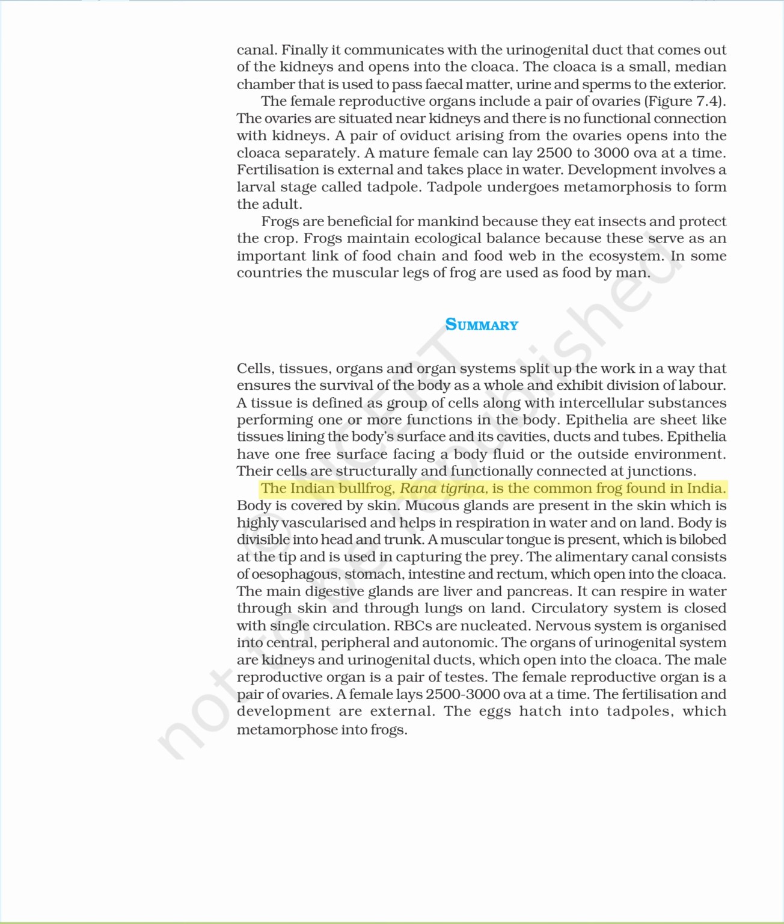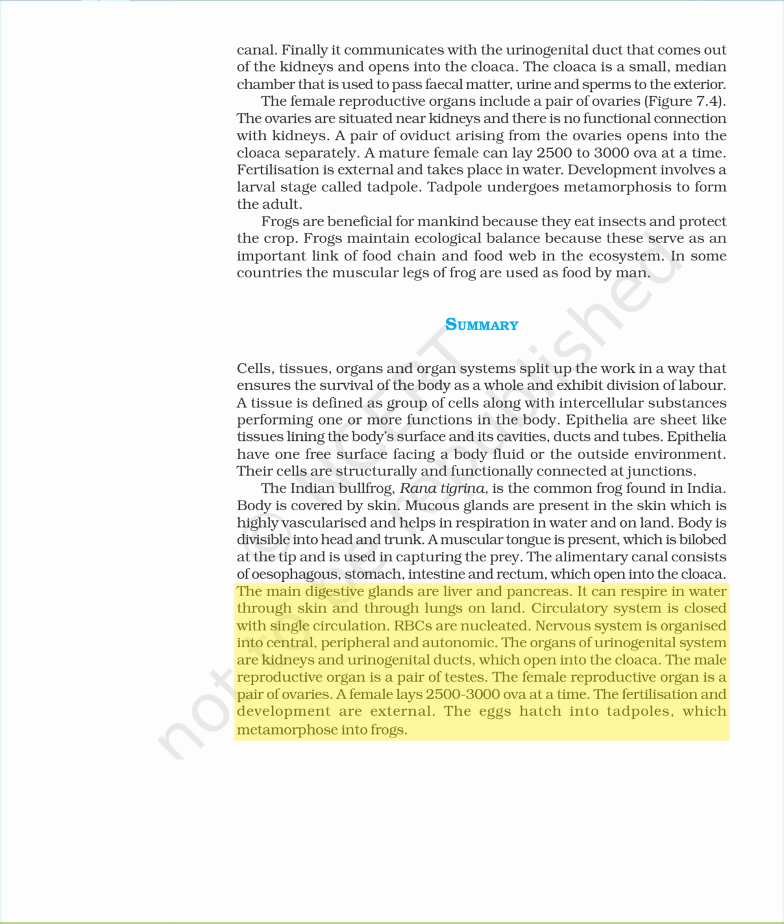The Indian bullfrog, Rana tigrina, is the common frog found in India. Body is covered by skin. Mucus glands are present in the skin, which is highly vascularized and helps in respiration in water and on land. Body is divisible into head and trunk. A muscular tongue is present, which is bilobed at the tip and is used in capturing the prey. The alimentary canal consists of esophagus, stomach, intestine, and rectum, which open into the cloaca. The main digestive glands are liver and pancreas.